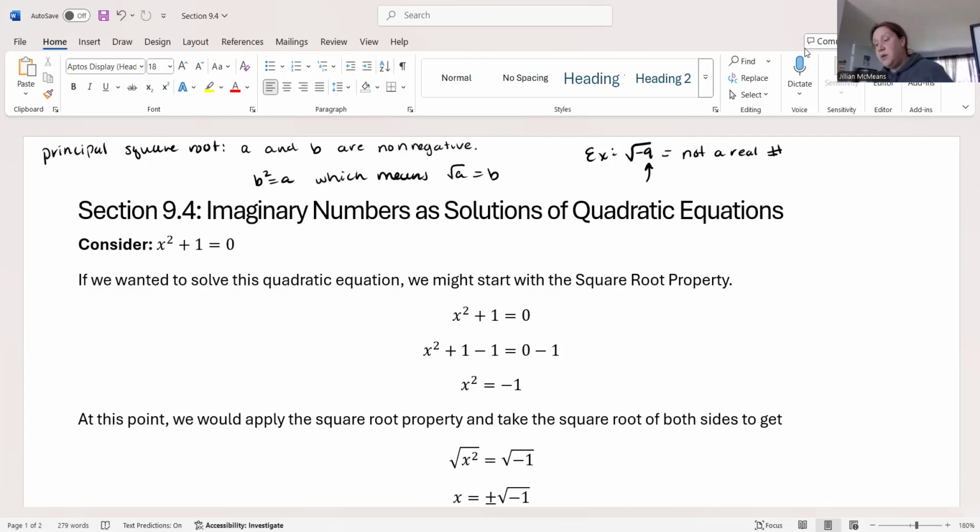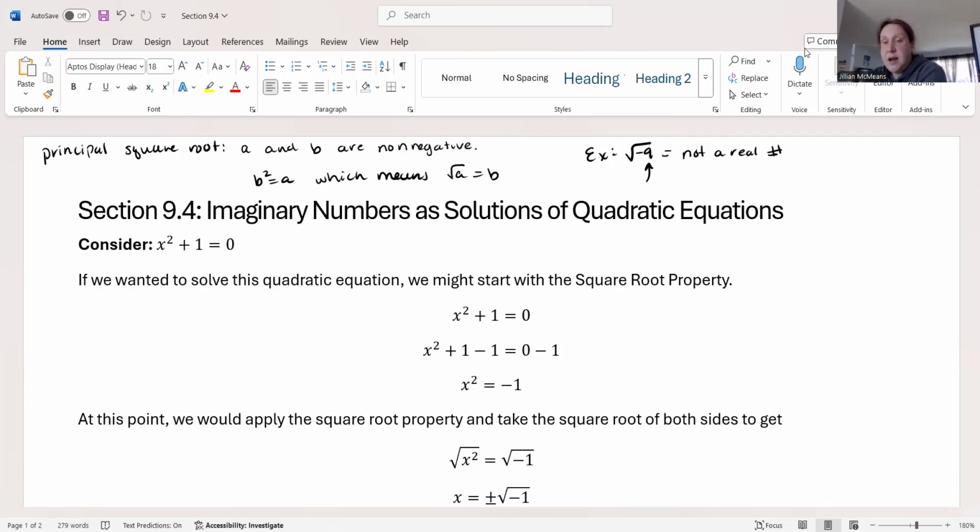But now we find ourselves in this situation where we have these quadratic equations that when we try to solve them, we may have a negative under a radical. What do we do with that? That's what this whole worksheet is about. We're going to have what's called imaginary numbers as solutions of quadratic equations. And to build the foundation for why we do this, let's consider the quadratic equation x squared plus 1 equals 0. It's a beautiful quadratic equation.